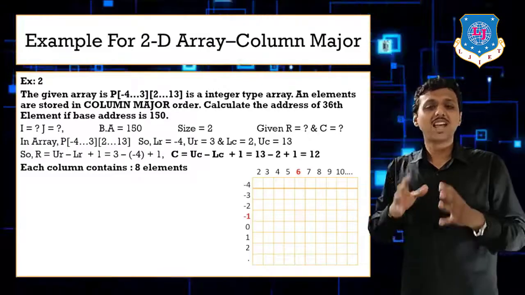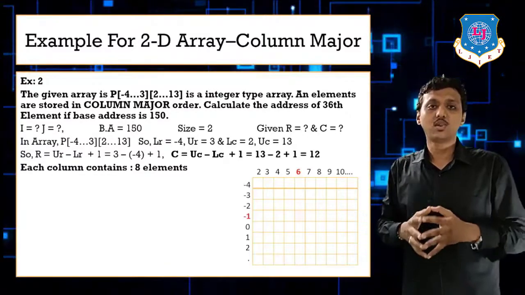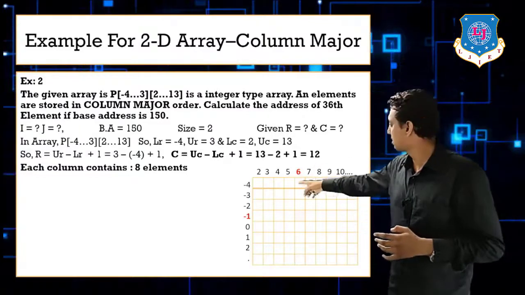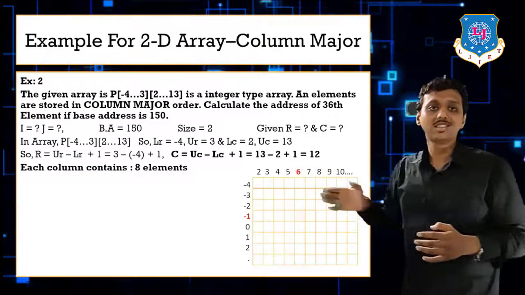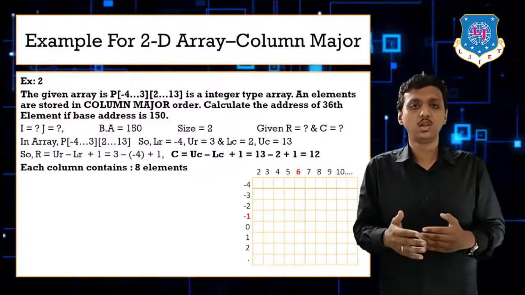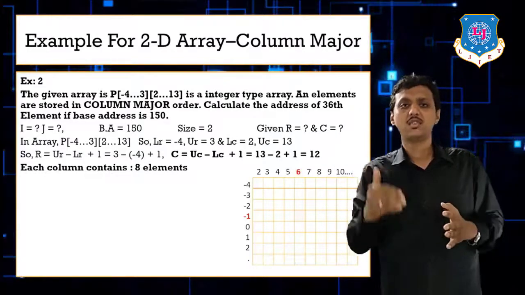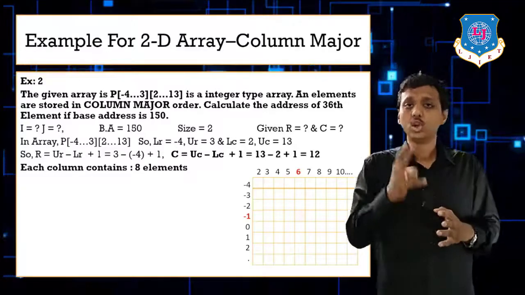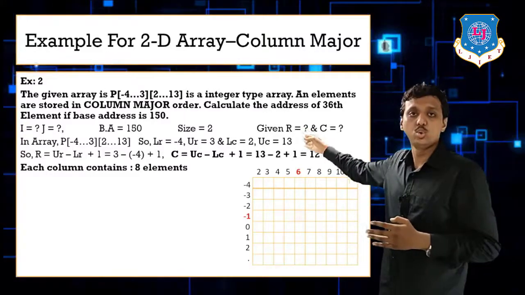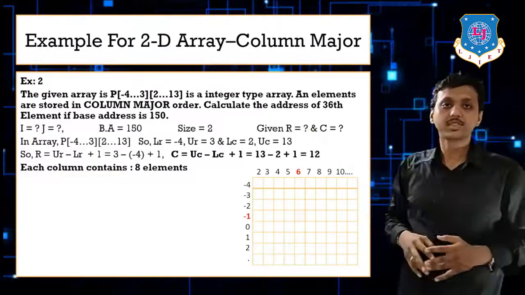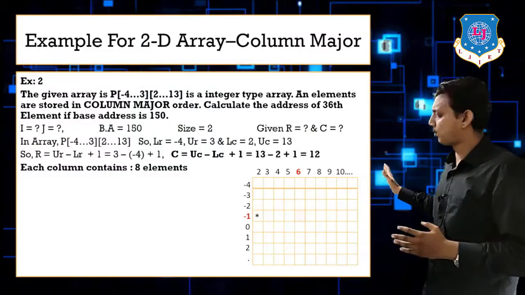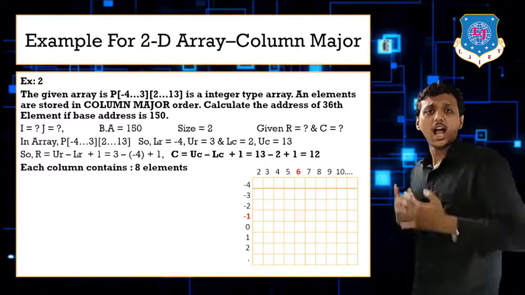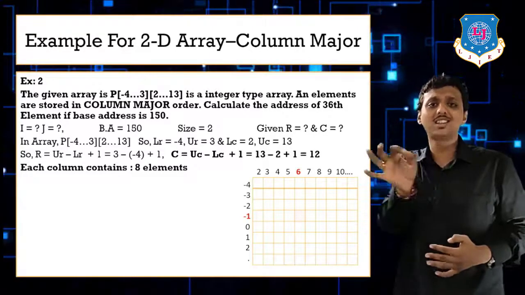Okay, students, as my row index starts from -4, I am writing it like this: -4, then -3, -2, -1, 0. I do not need to write each and every term, fine. And my column index starts with 2, so I have written 2, 3, 4, 5, 6. Okay, just focus on this figure. Right now what I need to find out is the 36th element.